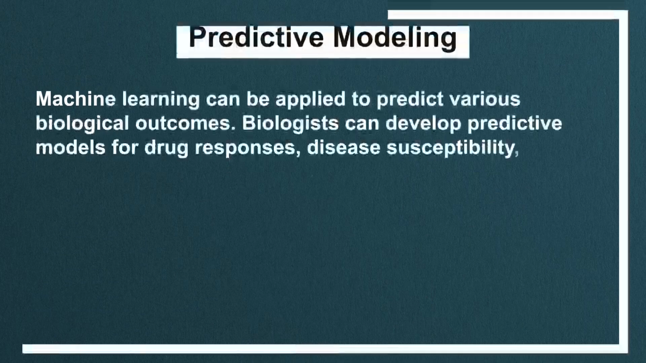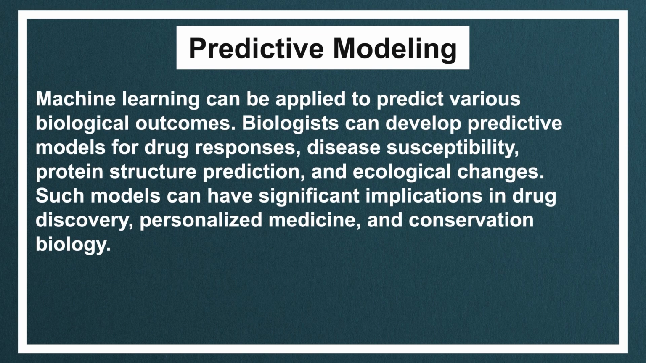We can also create certain types of predictive modeling, in which machine learning can be applied to predict various biological outcomes. Biologists can develop predictive models for drug responses, disease susceptibility, protein structure prediction and ecological changes. Such models can have significant implications in drug discovery, personalized medicine and conservation biology, we can say.